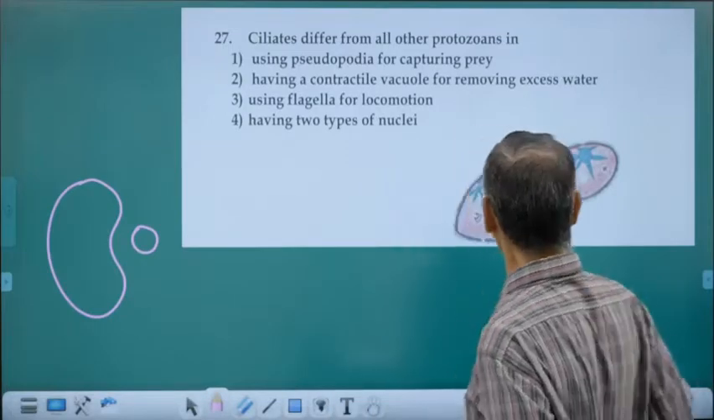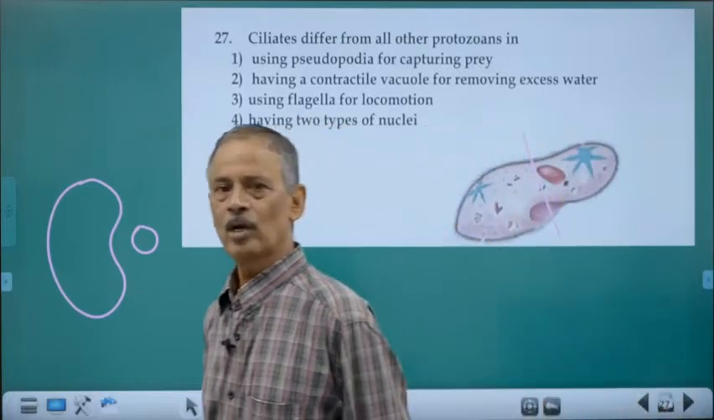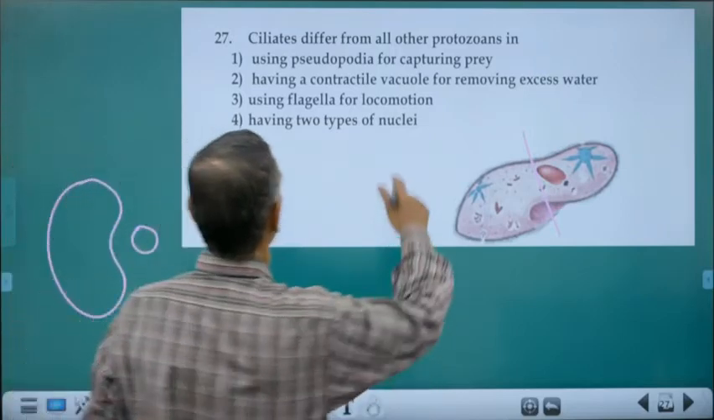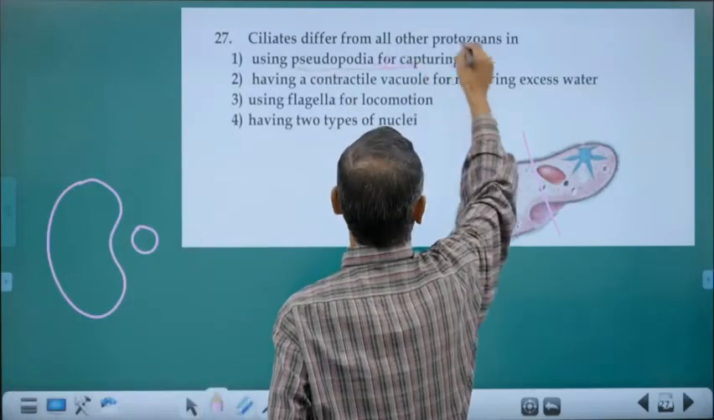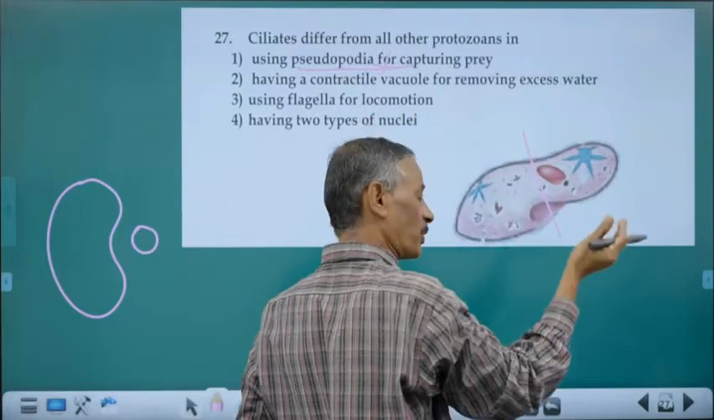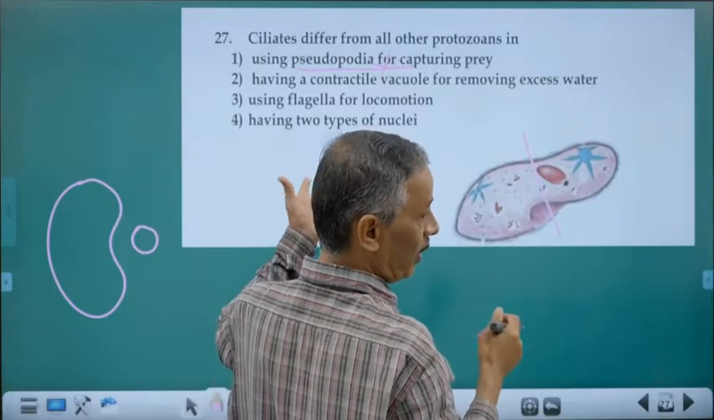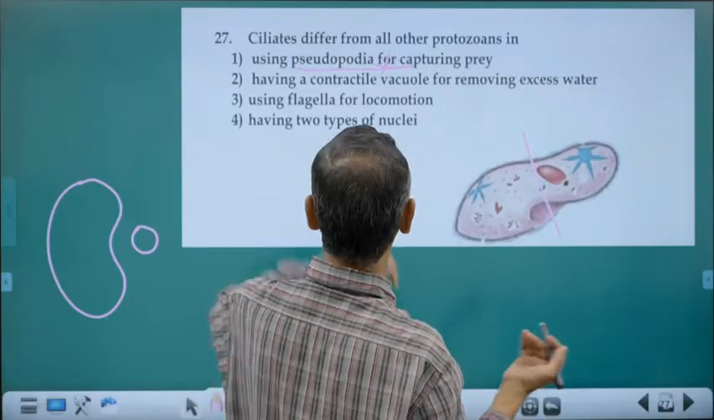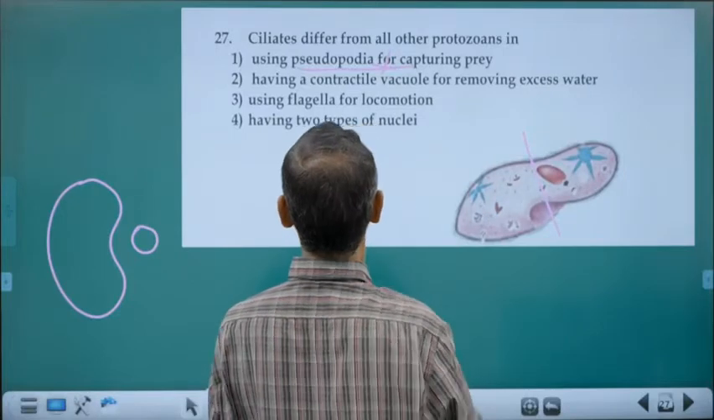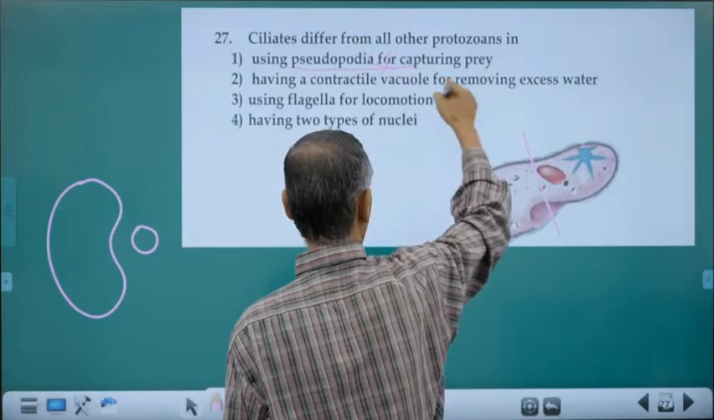And ciliates divide across; they have transverse binary fission. So, the option that they use pseudopodia is wrong because they are all ciliates. Having a contractile vacuole: it is present in free living forms. Just like amoeba, Sarcodina also have a contractile vacuole, and ciliates also have a contractile vacuole. Having flagella for locomotion? No, it is cilia.